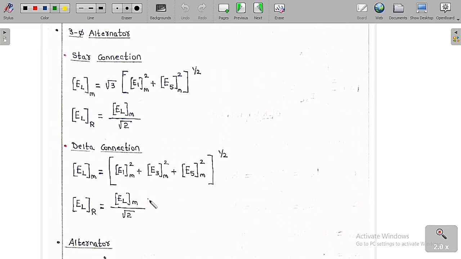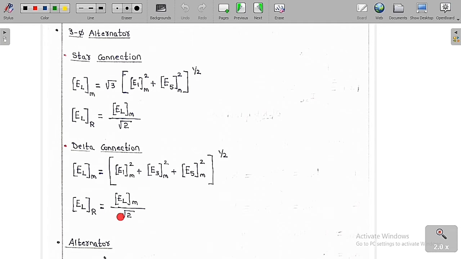So simply we can say that you have to consider even the third harmonic component here, which is equal to under root over E1 square plus E3 square plus E5 square. Now you have to consider even the third harmonic component also here. So always take the maximum values and then divide by root 2, and you are going to get the RMS values.